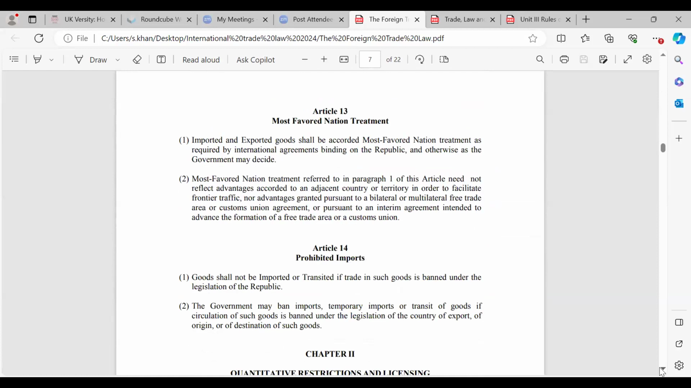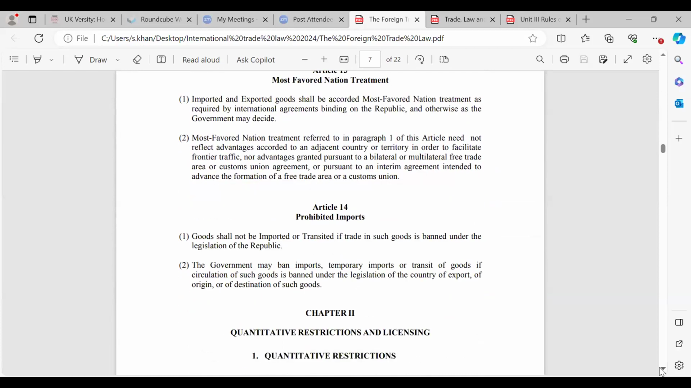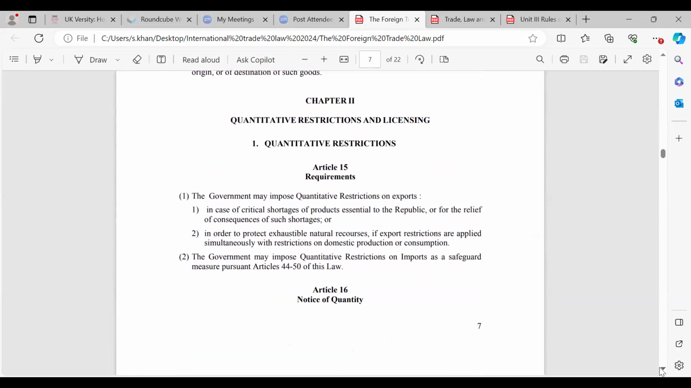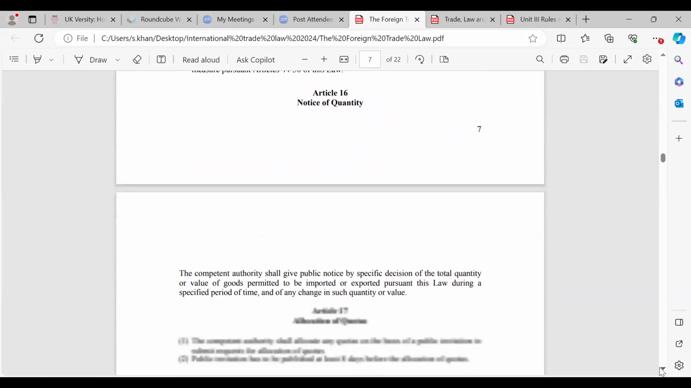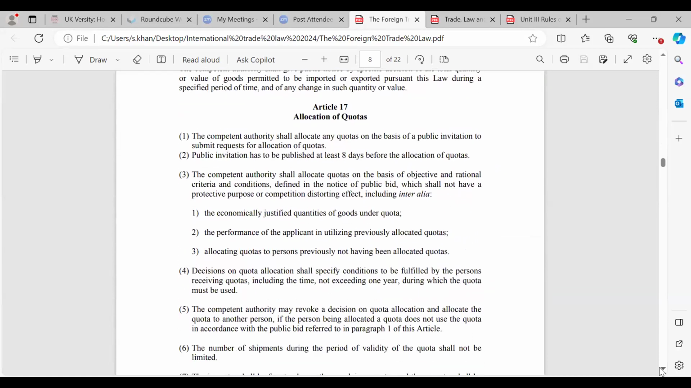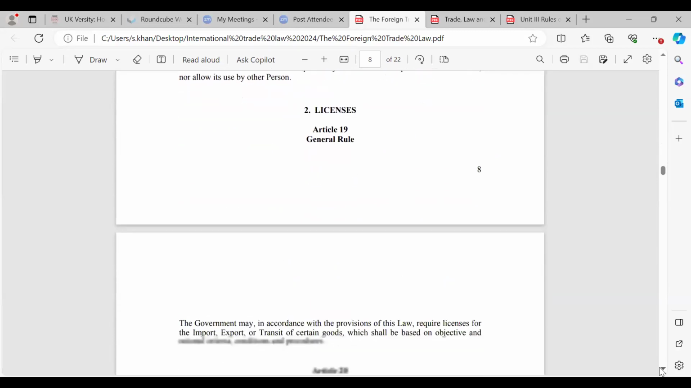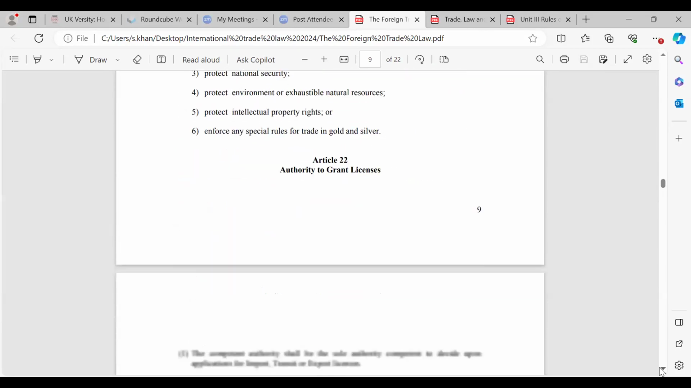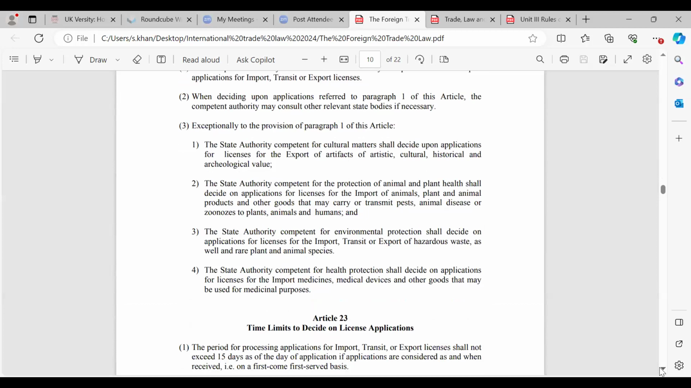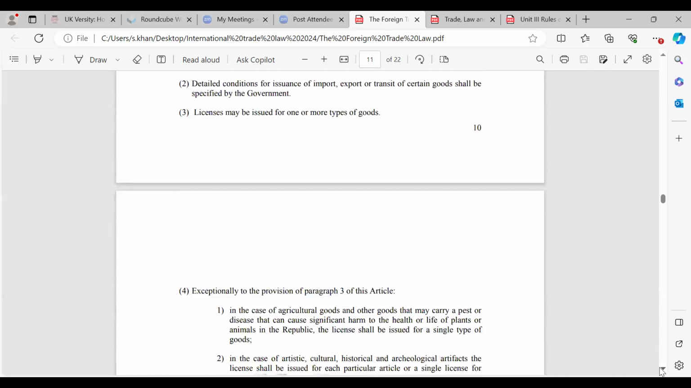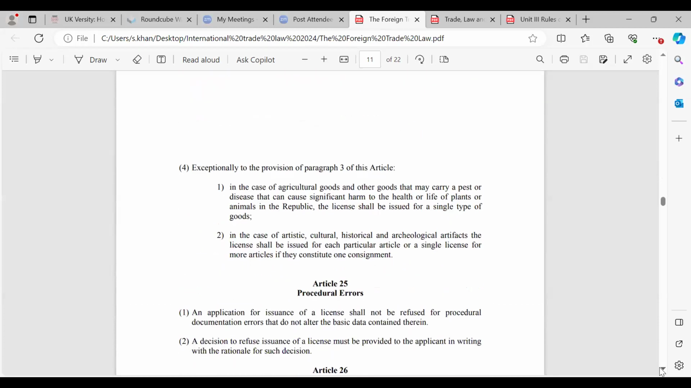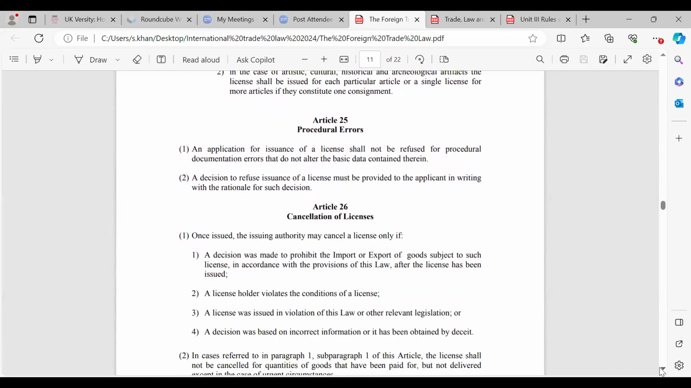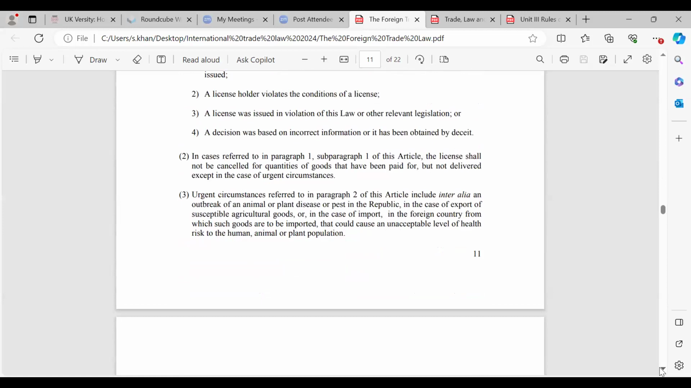Also Article 14 looks at prohibited imports, and then goes on to quantitative restrictions and licensing, what the requirements are. So it's the legal side of it. It looks at quotas, also at issues of licensing, and how to grant a license. So this is quite an interesting article in regards to the laws and the legal requirements around applying for a license, how you could appeal it, and cancellation of the license.